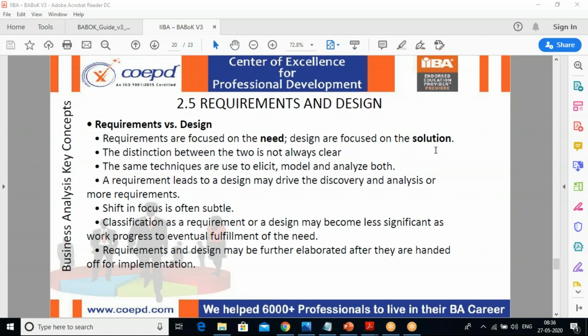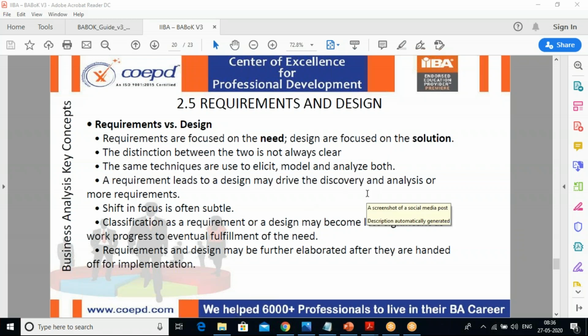And designs are focused on the solution. That means you listen to this need, and you come up saying that okay, for this we are going to achieve it in this way. Like that you propose it, so those become the designs. As a business analyst our work involves converting that need to a solution. Thereby we work on the requirements and design. From the need we extract the requirements, and from the design the technical people will build the solution.